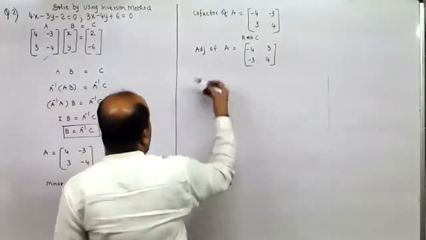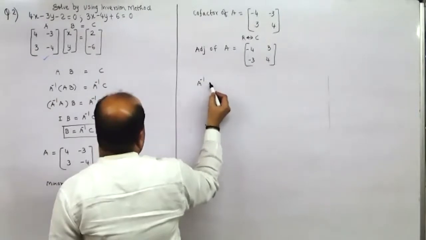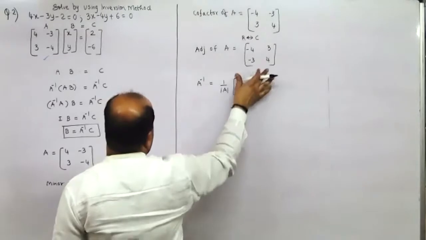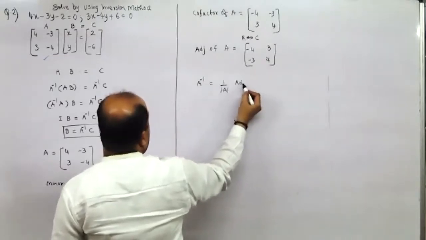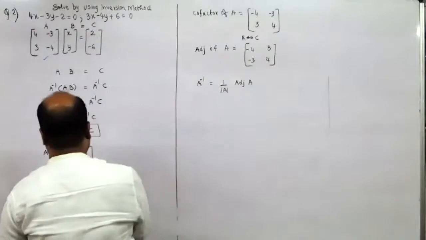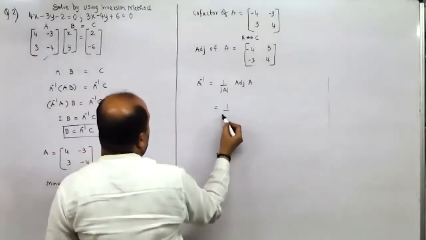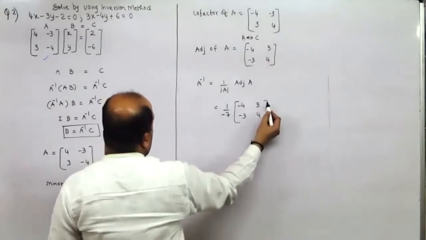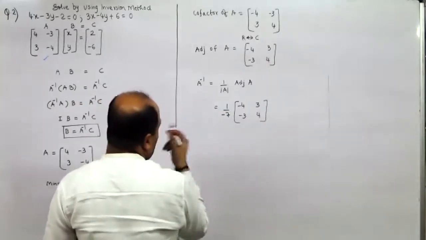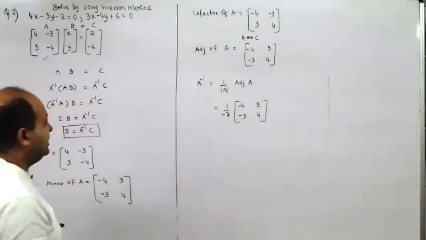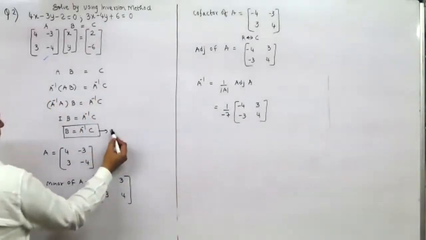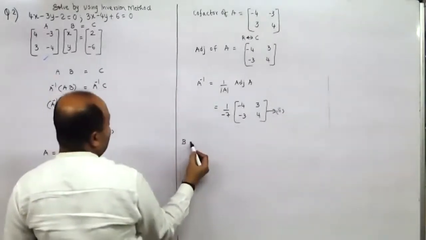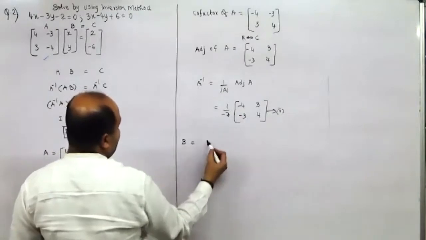Next, once I get adjoint of A, inverse would be 1 upon determinant value of A into adjoint of A. What is determinant value? As I said, it is minus 16 plus 9, it is minus 7. So 1 upon minus 7, and this would be minus 4, minus 3, 3 and 4. You can take this minus out, or you can keep it as it is. This is A inverse. Once you get this from 1 and 2, you can say B is A inverse, that is 1 upon minus 7.